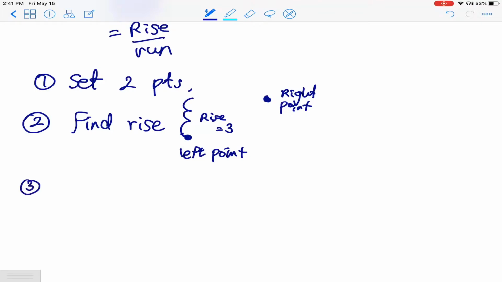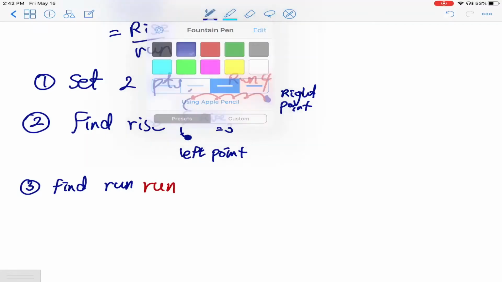Then the third one is find the run. And then as you know, run is sideways, but since you are always starting from the left point, just do not worry about whether it's moving to the left or the right. You just always go to the right. So from the previous example that I have, I have to run 1, 2, 3, let's say 4. So then this is my run of 4.